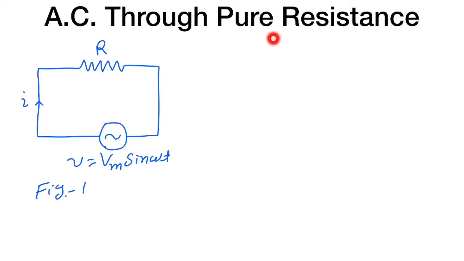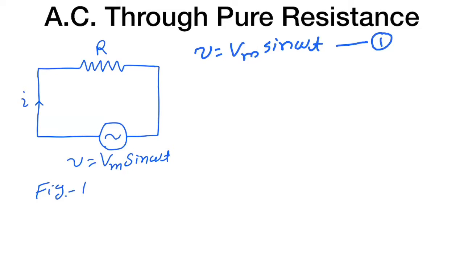AC through pure resistance. Let a pure resistance of R ohm be connected across an AC supply whose voltage is given by V equals Vm sin omega t, and because of this supply voltage, current through resistance R is I. Here the supply voltage is given by V equals Vm sin omega t. Let this be equation number 1.